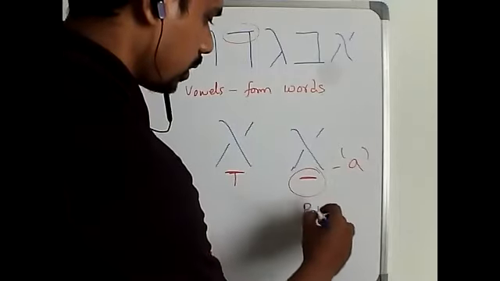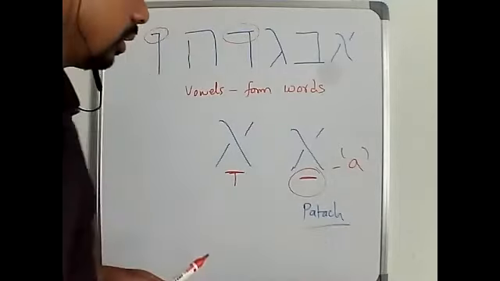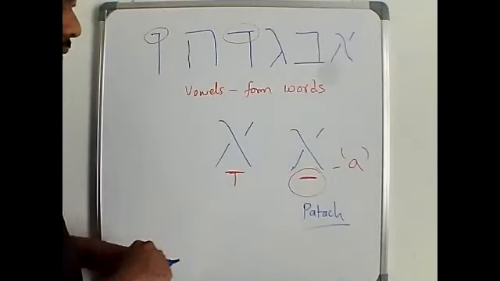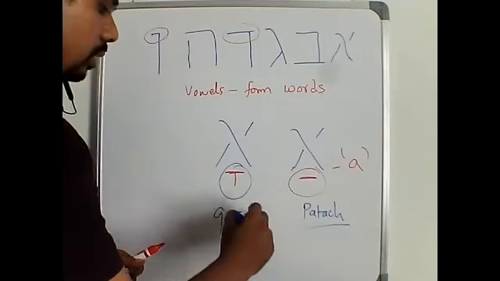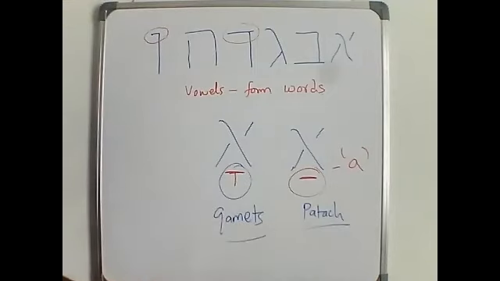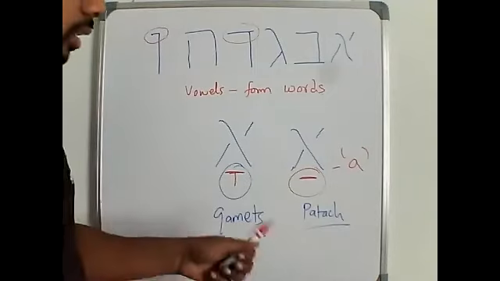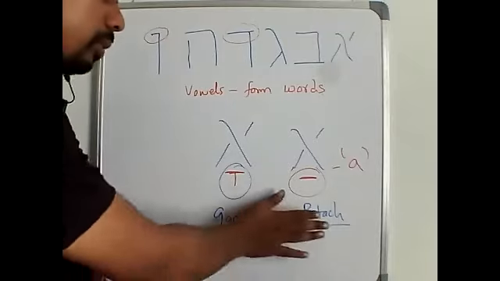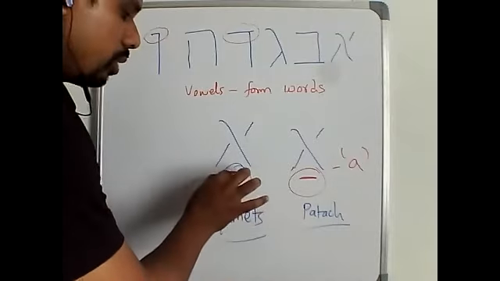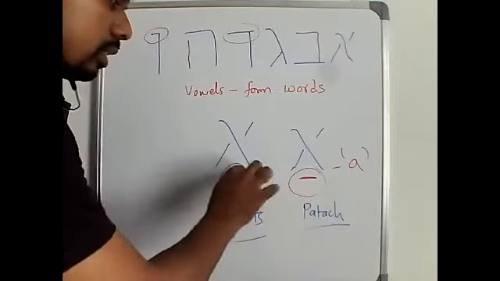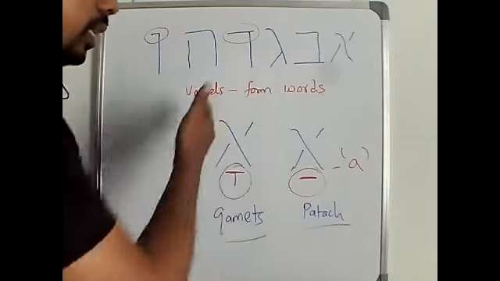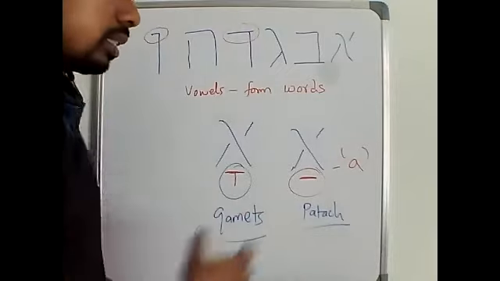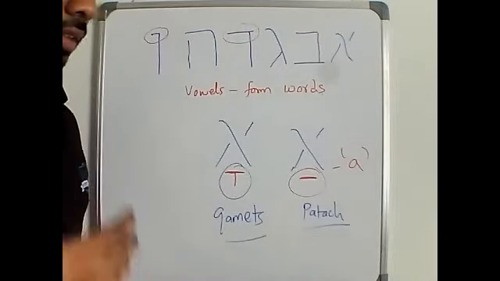This vowel is called patak, and this vowel is called comets. Patak and comets. But don't worry about these terms. So when you see this line or this small T under any letter, it can come under any letter, the sound is A.